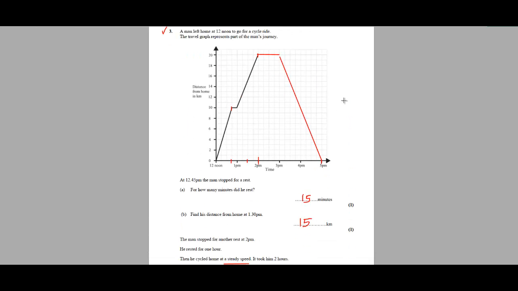Question 3 is finished. Question 2. Anil cycled from his home to the park. So this x-axis is the home line and the top red line is the park line. Anil waited in the park. Then he cycled back home.